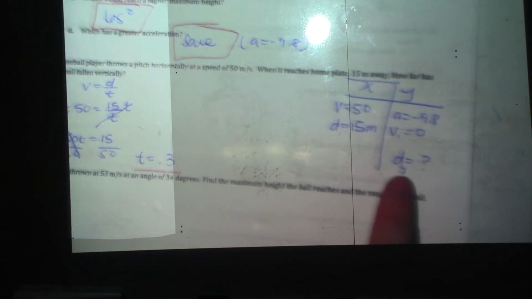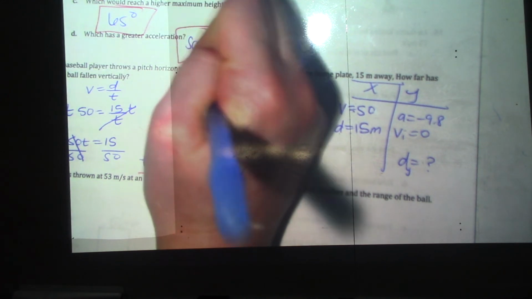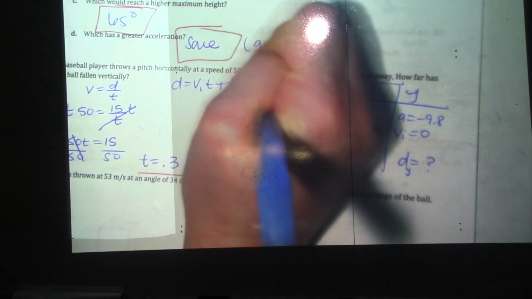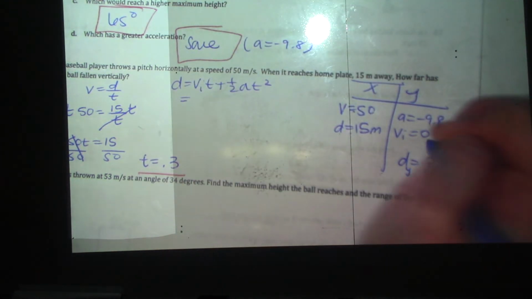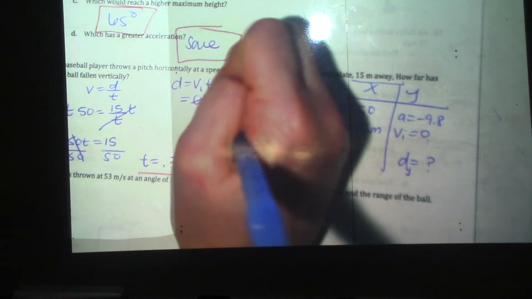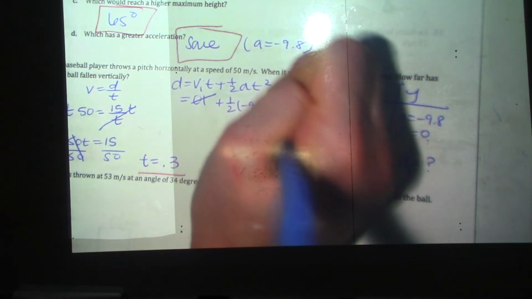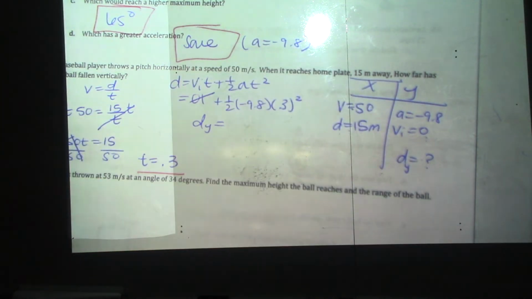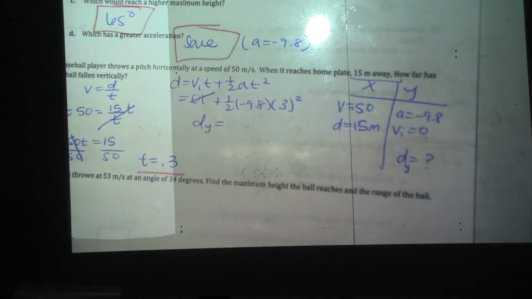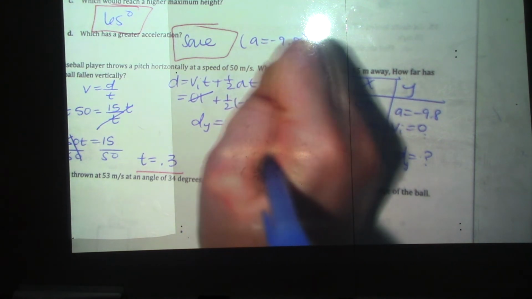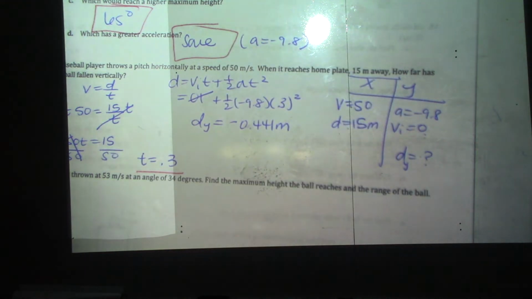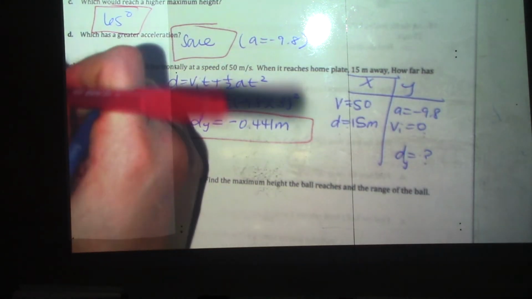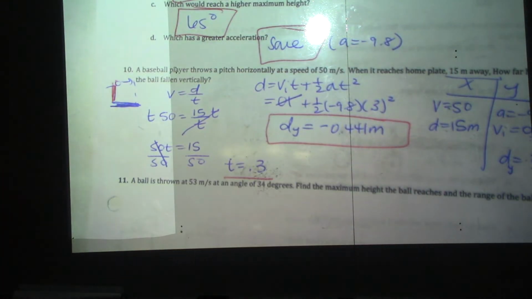For the Y distance, I want to use d equals VIT plus 1/2 AT squared. VI for y is 0, that goes away. 1/2 times negative 9.8 times 0.3 squared gives me a y distance of negative 0.441 meters. The negative just means that it's going down that many meters.